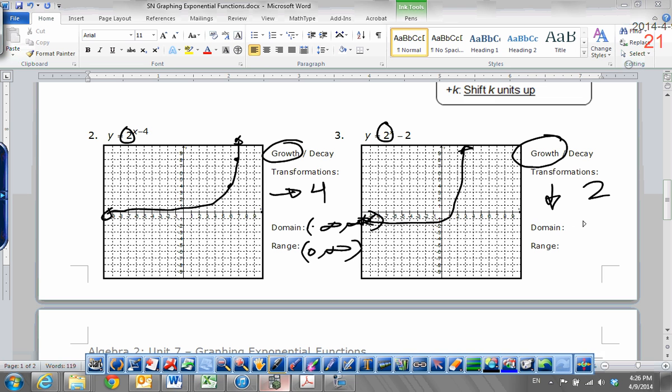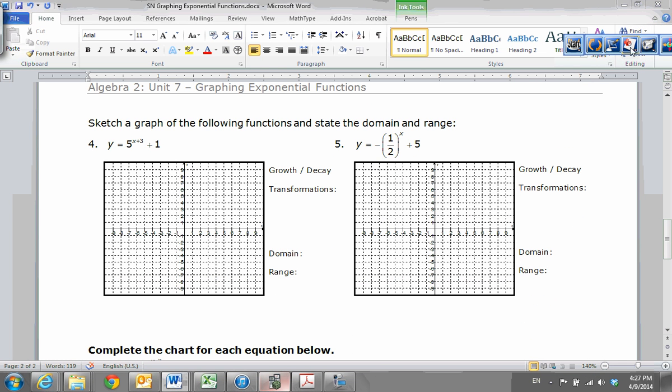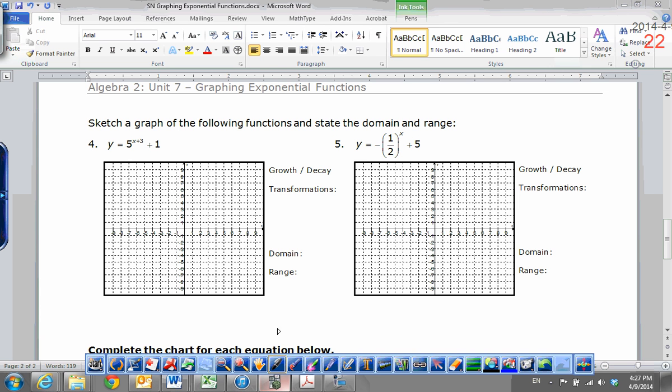Alright, so the domain didn't change at all. And by the way, you can put all this in the calculator and get a great picture. This is just a rough sketch. And my range, this time I'm getting really close to negative 2. If you look on your calculator, it gets really, really close to negative 2, but doesn't quite touch it. So that would mean our range is negative 2 to infinity. Okay? Number 4, same thing, just going to list the transformations here. The 5 doesn't change anything, just changes the number that we're taking to the x power. Still a growth, transformations went left 3 and up 1, and I'll let you do the picture and domain and range.